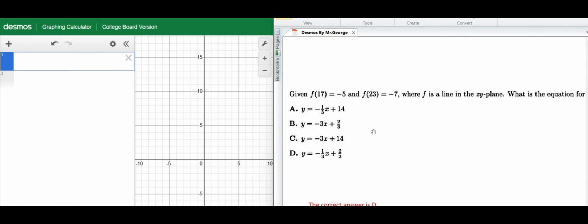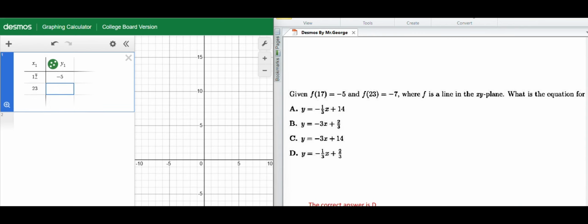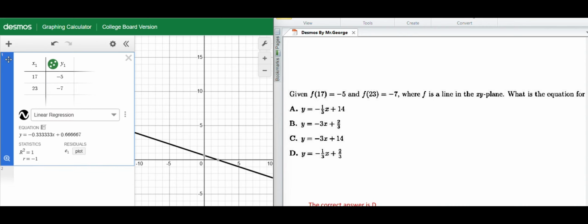Here is another form of finding a linear equation. If we get f of 17 equals -5, we know that 17 is x and -5 is y, and same thing over here. We can also do a table like we have done in the previous example. So we get 17 and -5. We get 23 and -7. Then we hit linear equation from over here.